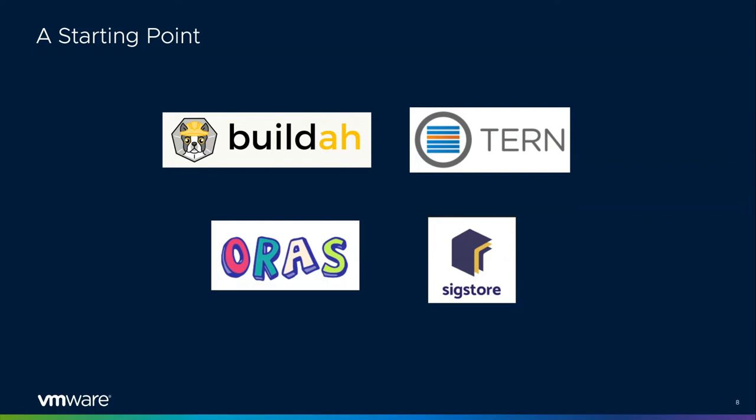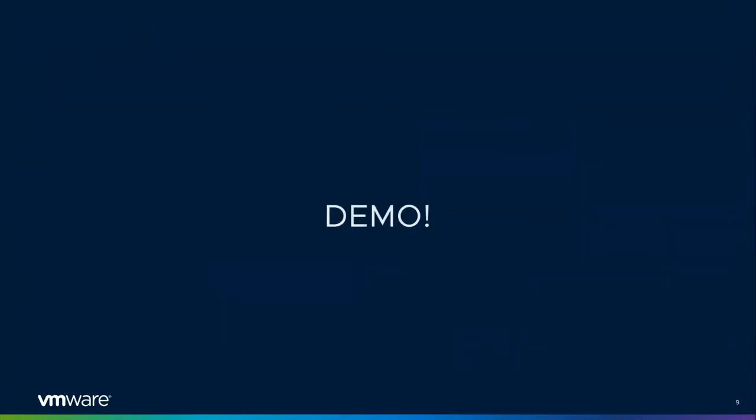So we will be making use of several tools to accomplish this. We'll be using Buildah to build the container. We'll use Tern to inventory the container to generate an SBOM. We'll use ORAS CLI to push the SBOMs to the local registry. And we'll use Sigstore's cosign to sign all of the artifacts. Now, all of these tools make use of a concept called OCI artifacts. And I'll talk a little about that later. But first, let's go on to the demo.